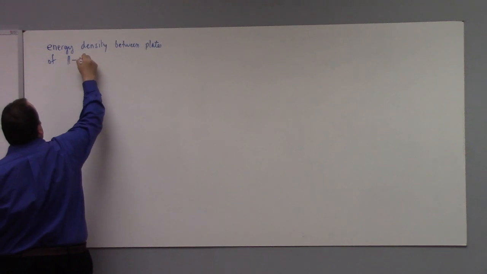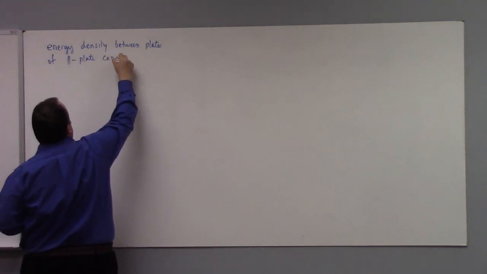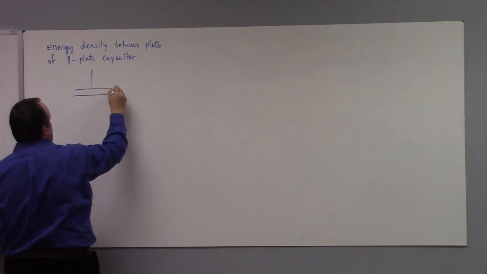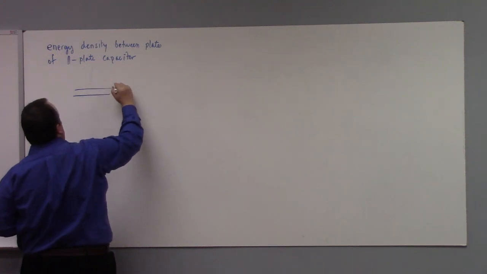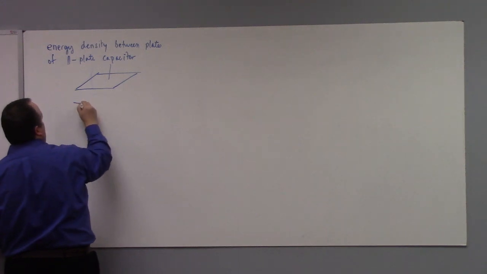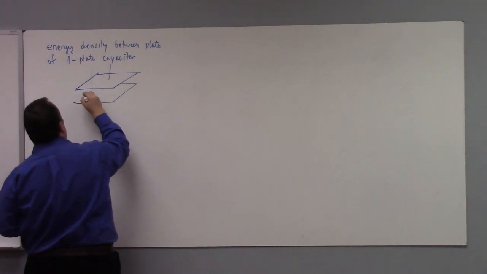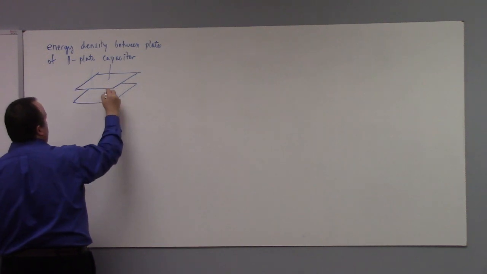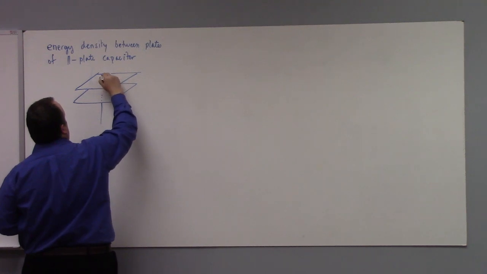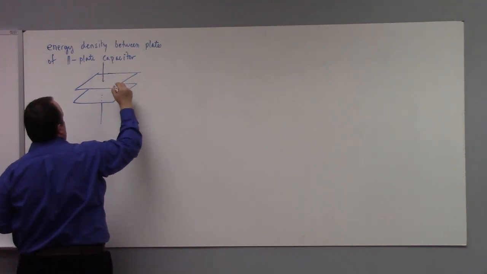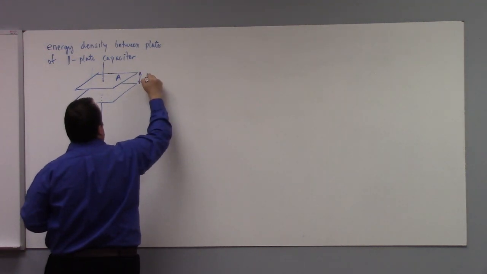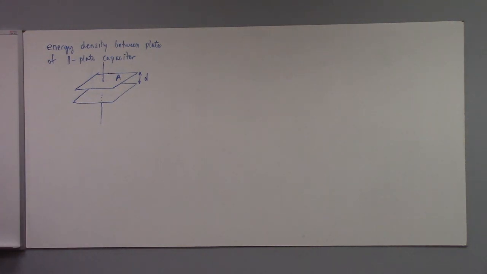Of a parallel plate capacitor. So let's review, how did that go? We had these plates, right? They've got some area A. You've got some particular distance between the plates, right?